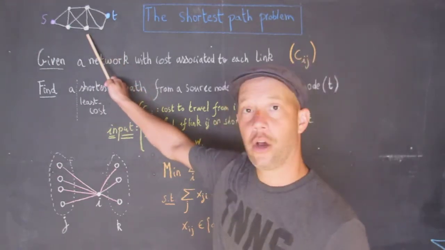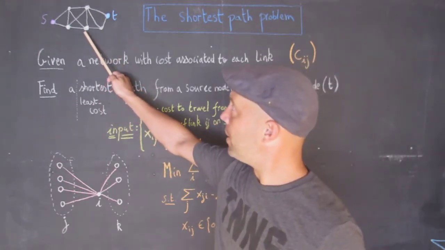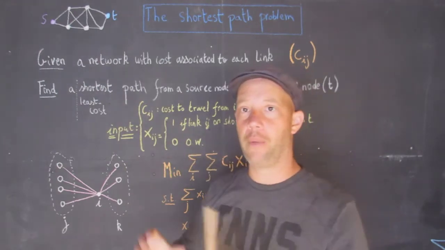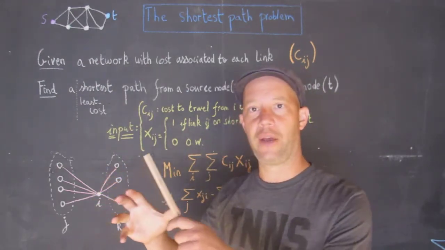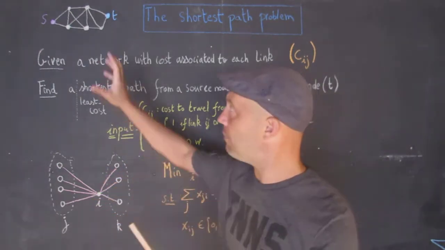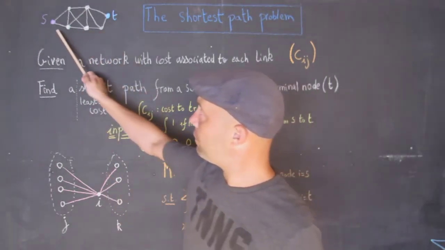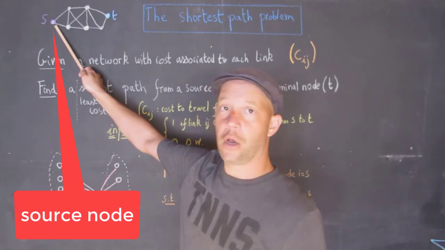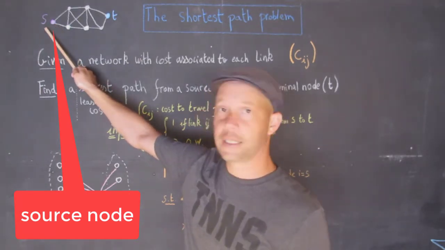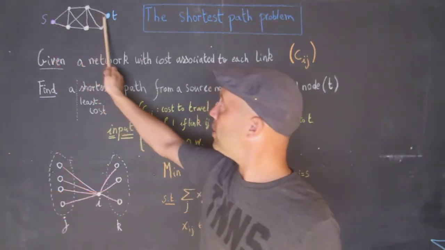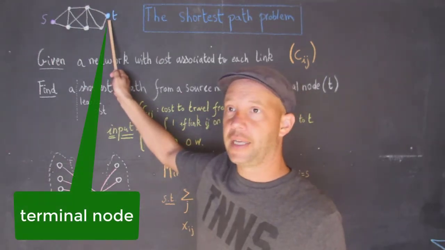We have here a network, right? As you can see, there are different links or edges and different nodes or vertices, something that I've talked about earlier. Oftentimes, one of the things that we want to do is to go from an origin, here I put S as the source node, to a destination that I put here as the terminal node.